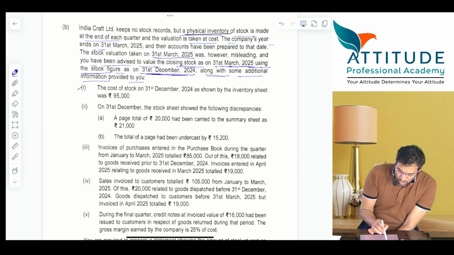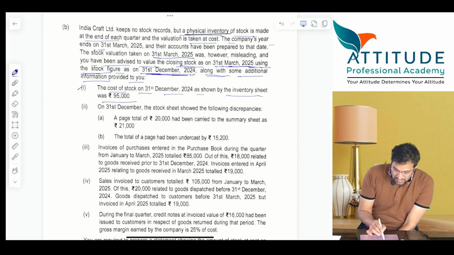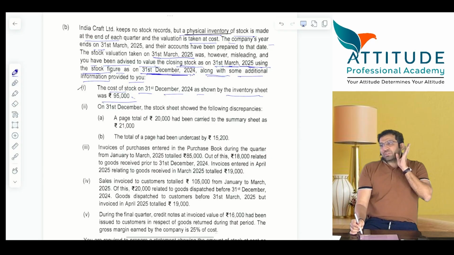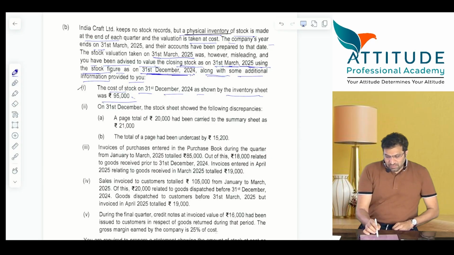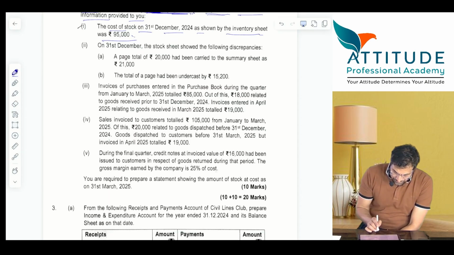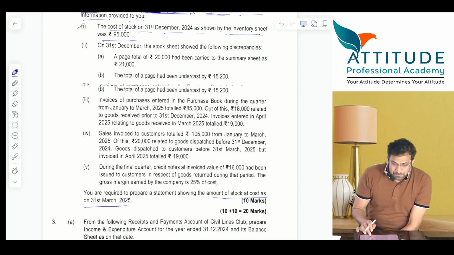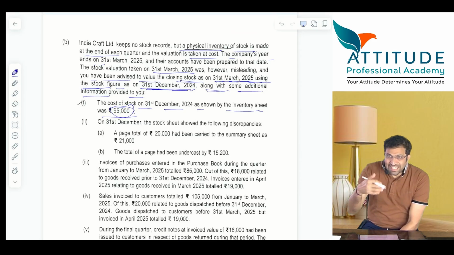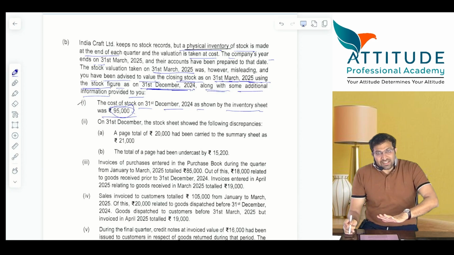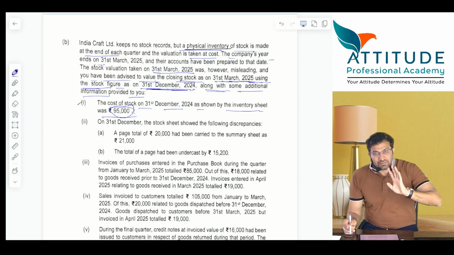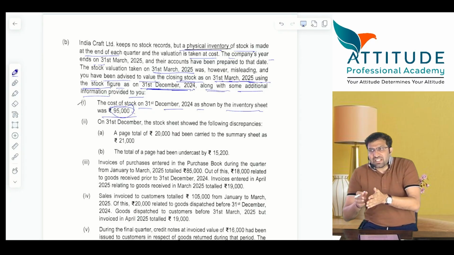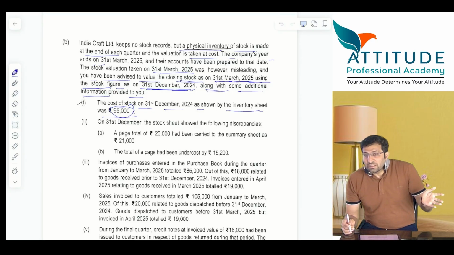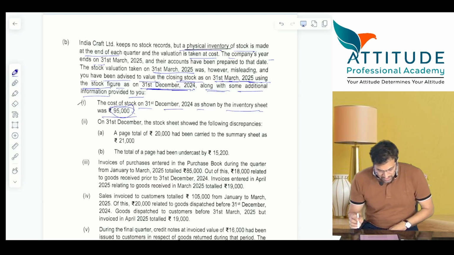The cost of stock on 31st December as shown by the inventory sheet was how much? 95,000. So you have 95,000 as on 31st December. You are required to prepare a statement showing the amount of stock at cost as on 31st March. Now one by one you tell me. 95,000 is the starting point. Now to this we should either add or deduct. All the purchases will get added, all the sales will get deducted and vice versa also. Is that clear? Because the verification is done before 31st March.